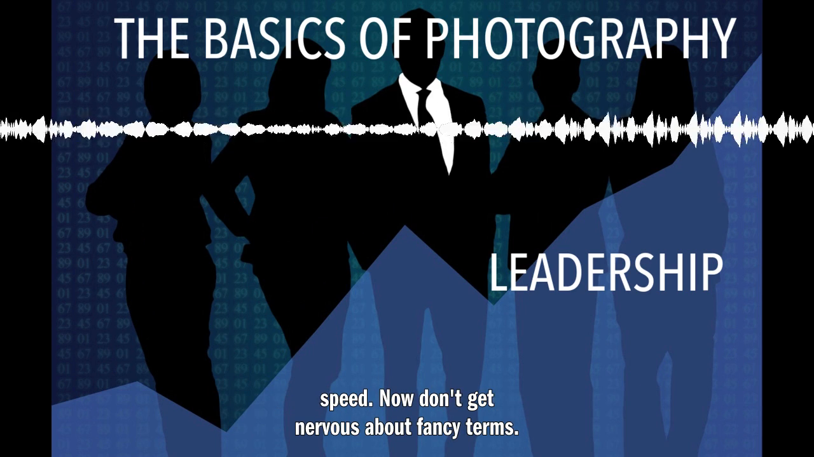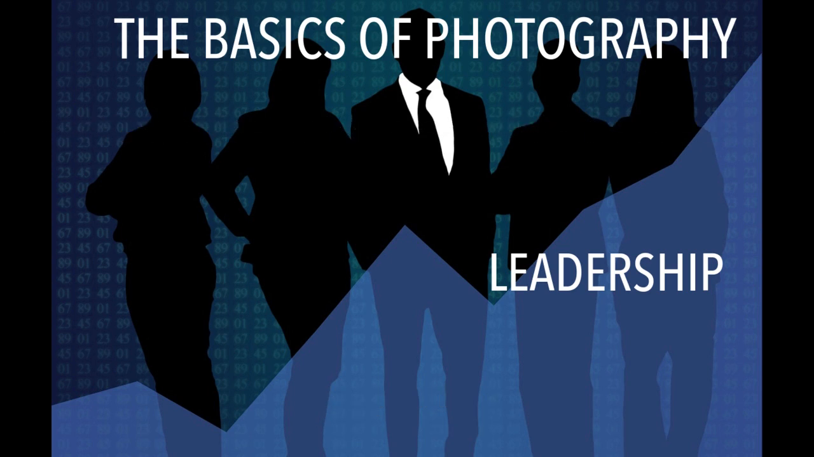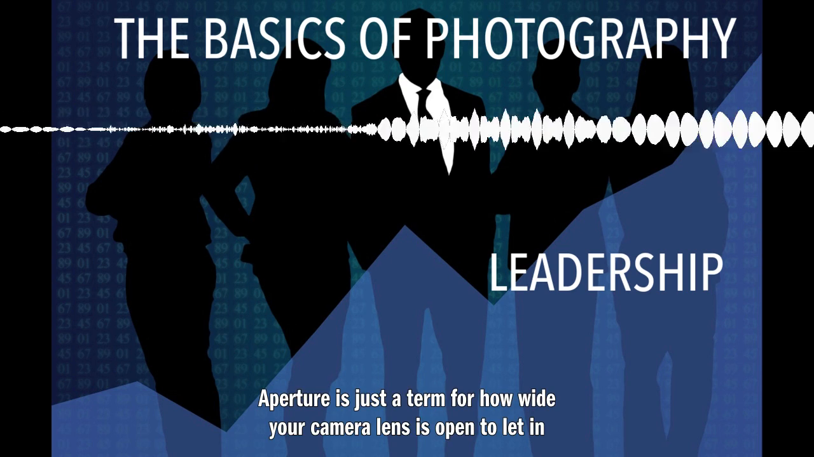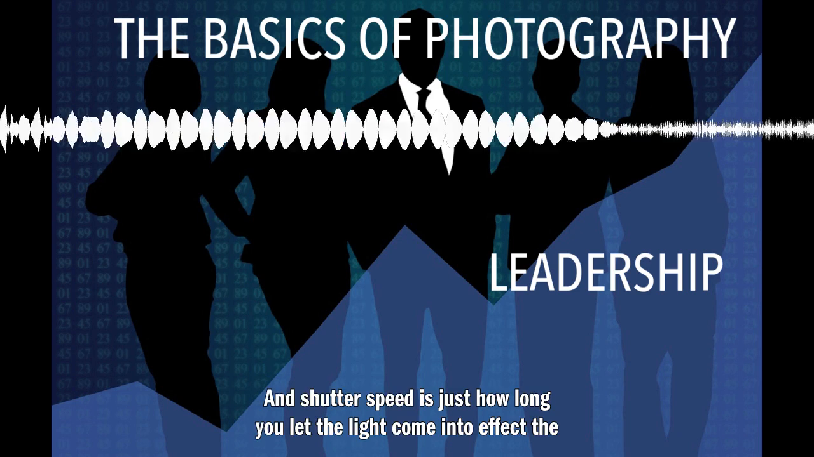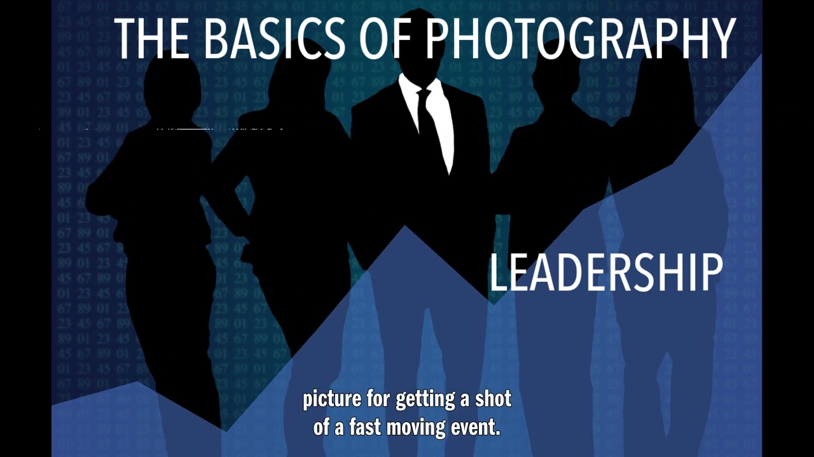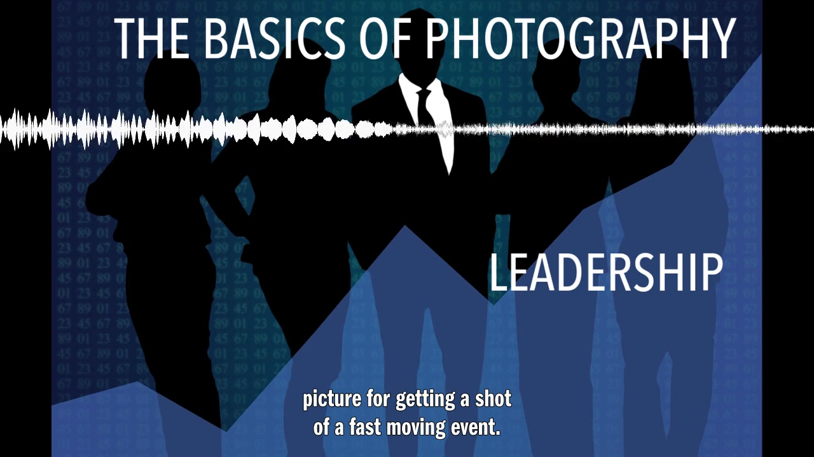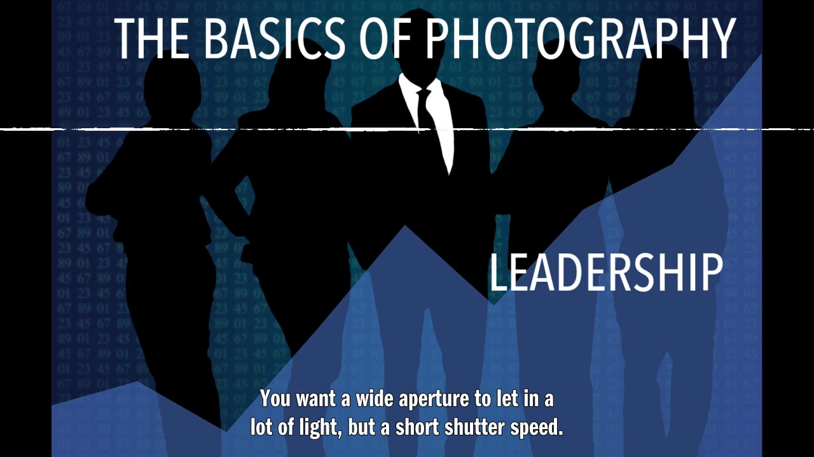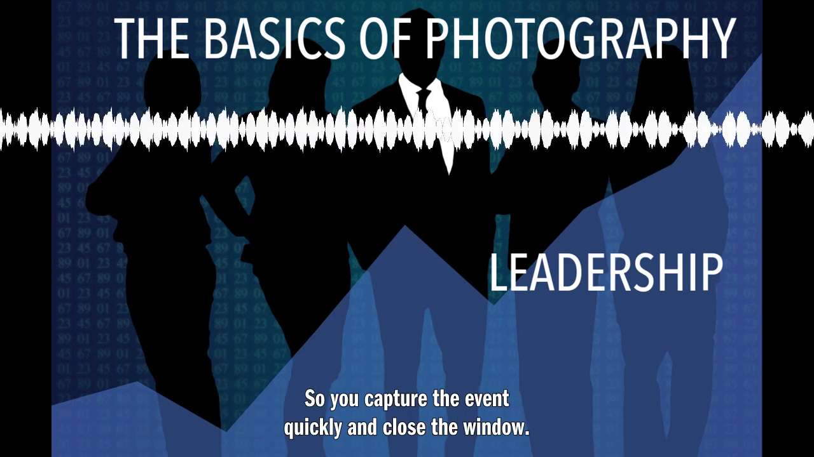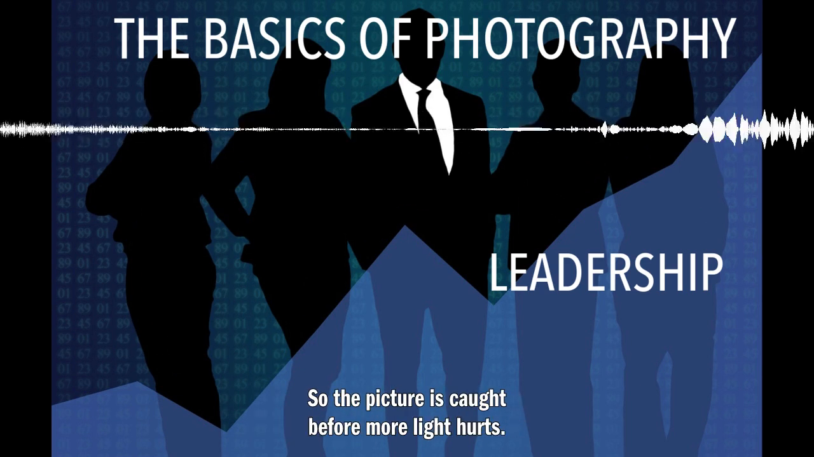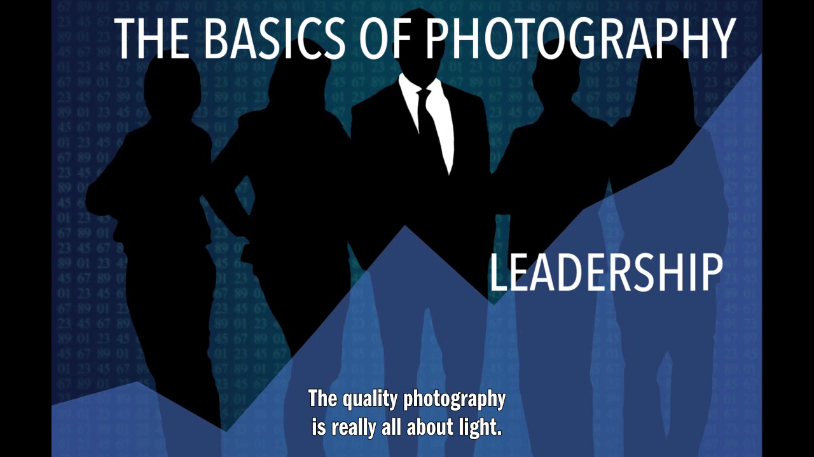Now don't get nervous about fancy terms. Aperture is just a term for how wide your camera lens is open to let in light. And shutter speed is just how long you let the light come in to affect the picture. For getting a shot of a fast-moving event, you want a wide aperture to let in a lot of light, but a short shutter speed so you capture the event quickly and close the window so the picture is caught before more light hurts the quality.